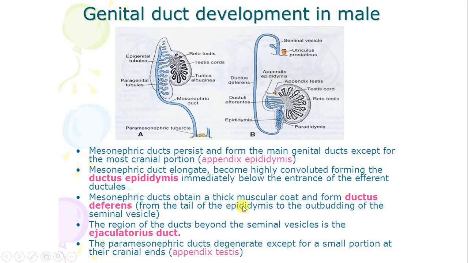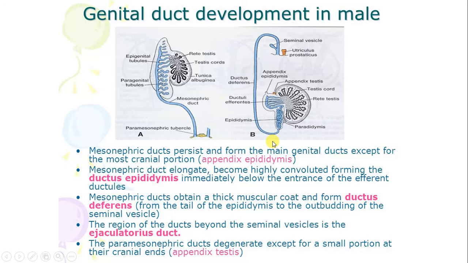With further development, it gets a thick muscular coat and develops into the ductus deferens, which then opens through the ejaculatory ducts into the prostatic part of the urethra. The region of duct beyond the seminal vesicles is the ejaculatory duct. These are formed by the mesonephric duct.